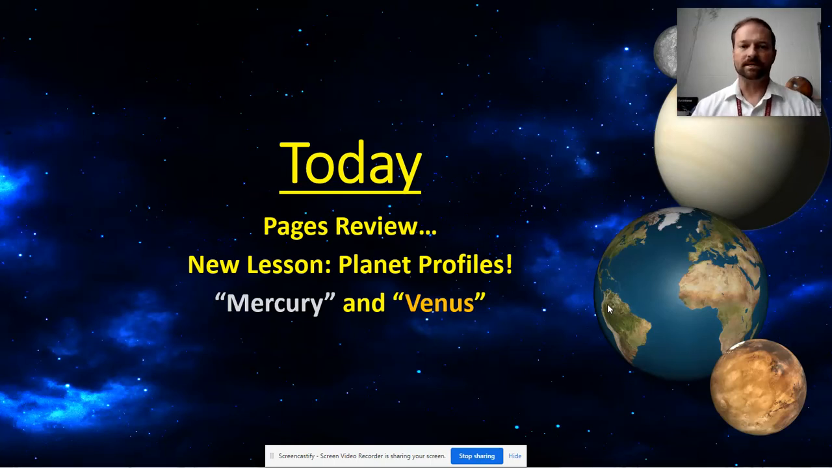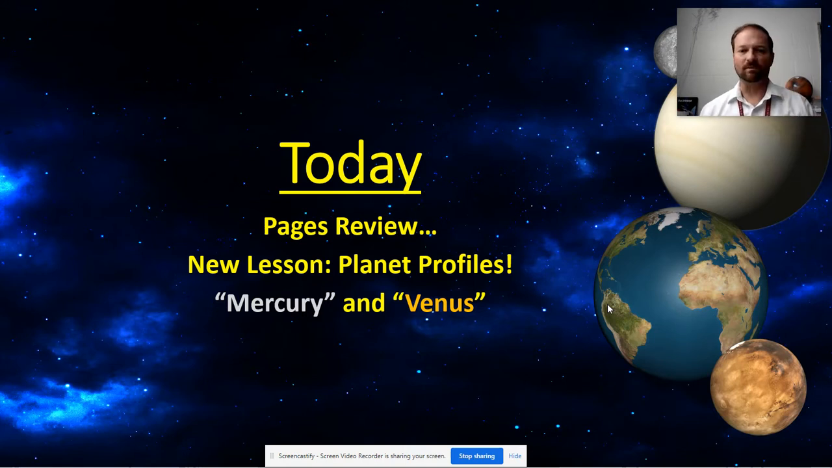Ladies and gentlemen, let's continue our building of pages in our book of astronomy. This time it is Mercury and Venus. Last time we finished up the sun and the moon, and now it's time to get into the next part of chapter 1, the first half of it, which is the planets that are closest to the sun. We call these the rocky planets.